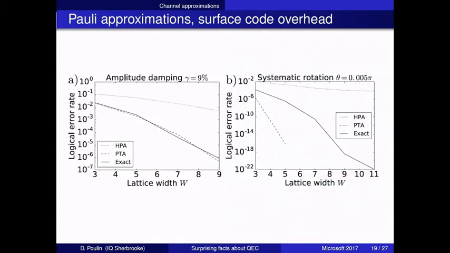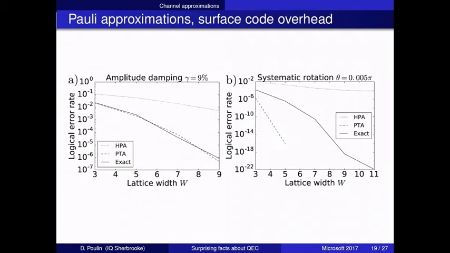But let's look at sub-threshold behavior. This is a bit more informative. This is for amplitude damping. The full line is the exact result. This is as we increase the lattice size, and for a damping rate of 9%, what's the logical error rate? You can see it drops exponentially with the lattice size, as expected. If you replace the amplitude damping channel by its twirled approximation, you get about the same results. Okay? So this is very good. But the honest Pauli approximation is much more pessimistic, as it should be, right?